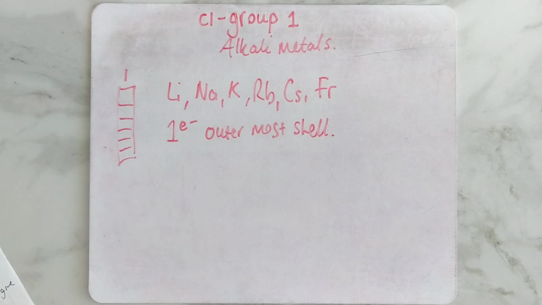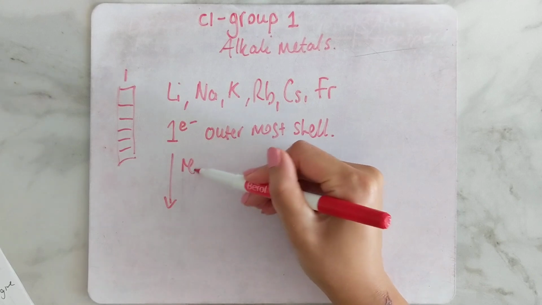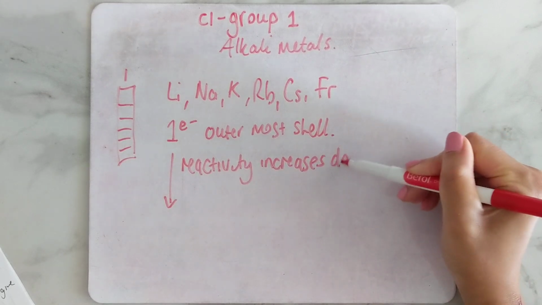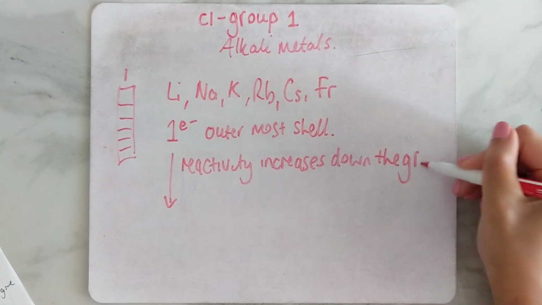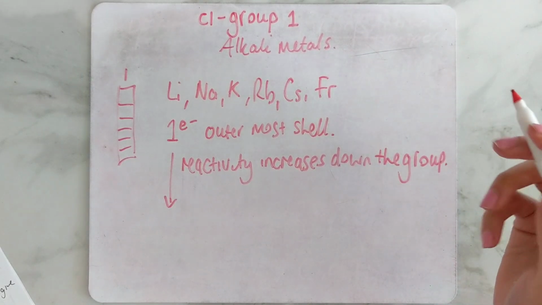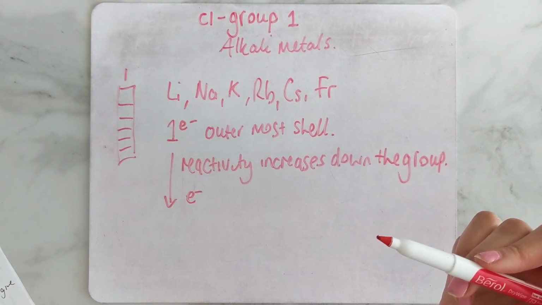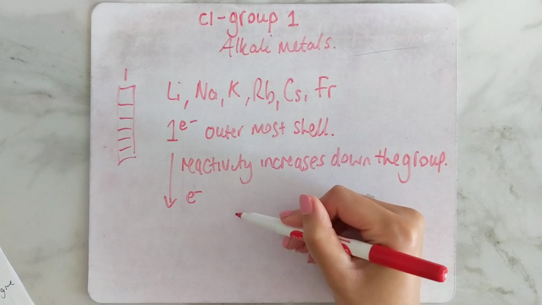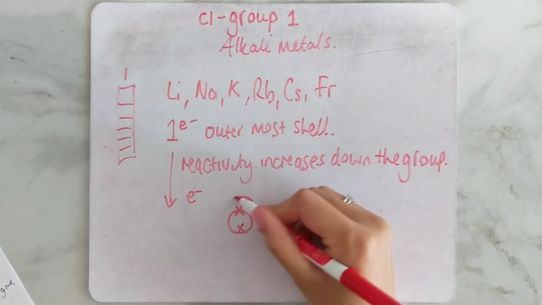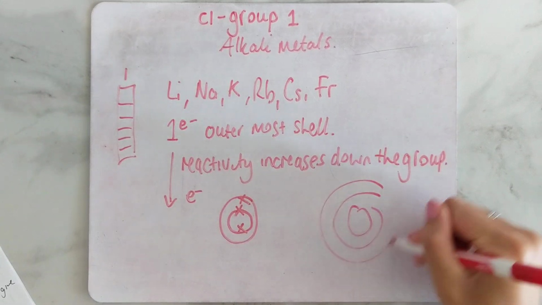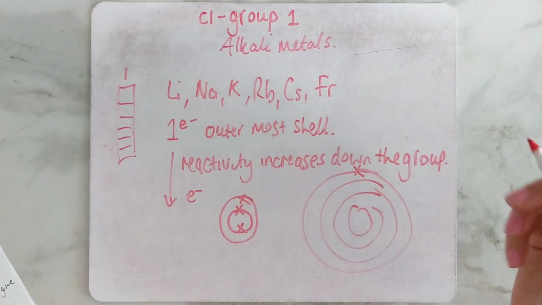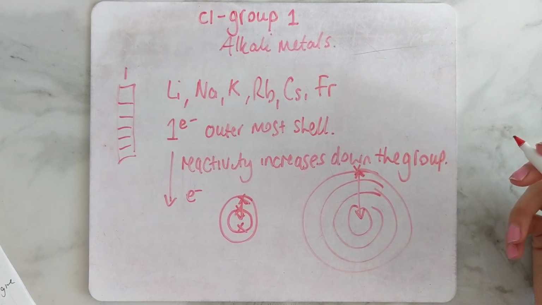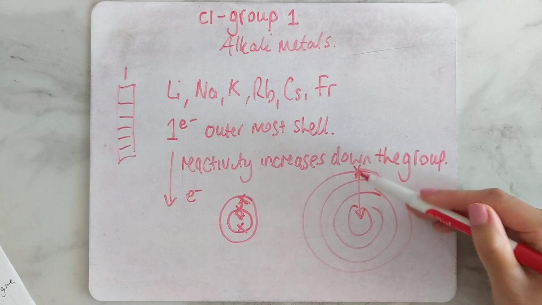These alkali metals are reactive and their reactivity increases down the group. This is because the outer electron is more easily lost as the attraction between the nucleus and the electron decreases. Let me give you an example. Lithium will be a small atom like that, whereas francium will have a lot more shells and its outermost electron will be further away from the attraction of the nucleus. Therefore, because it's further away, it's more easily lost because this attraction is weaker.